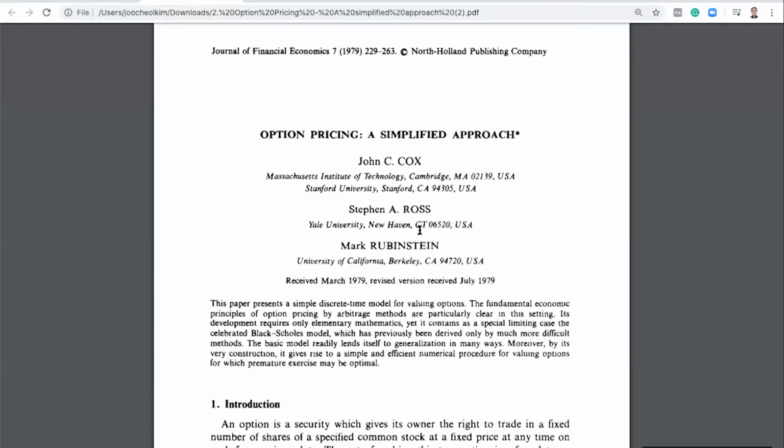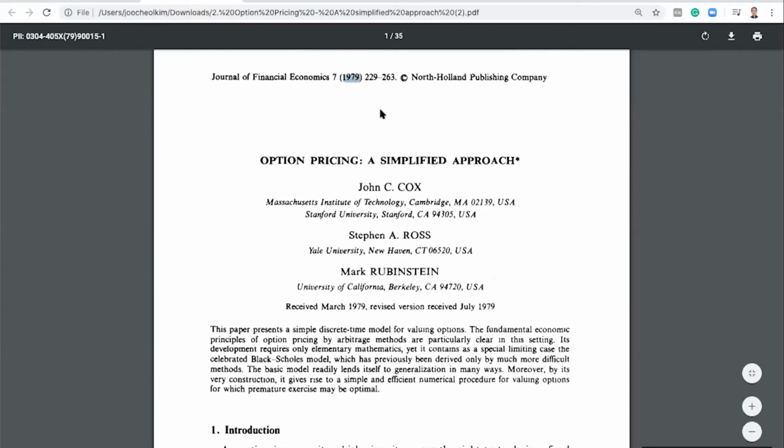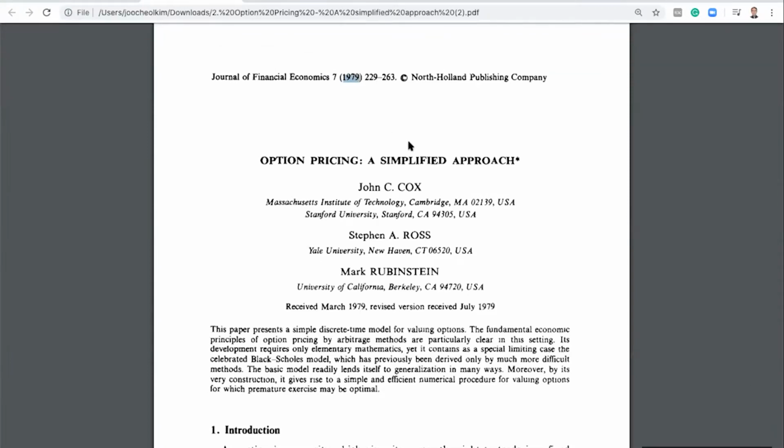So usually we call this paper by using the first letters of the three authors. So it's called the CRR model. The title of this paper is Option Pricing: A Simplified Approach, and it was published in 1979. So it's pretty old, but this is one of the classics in option pricing theory.